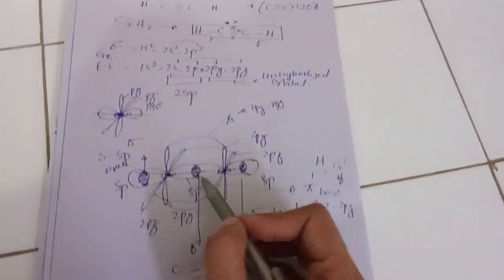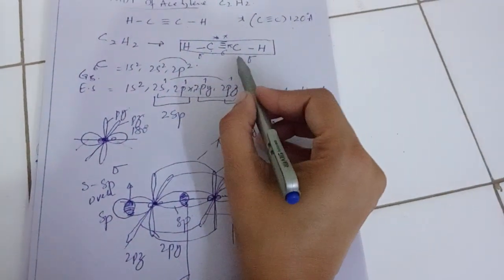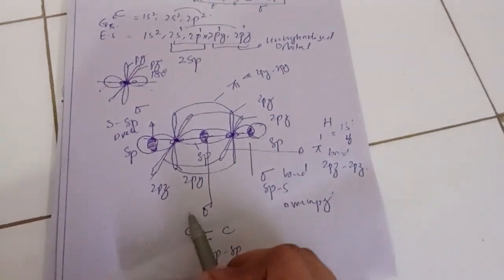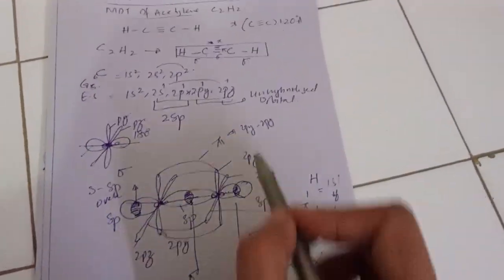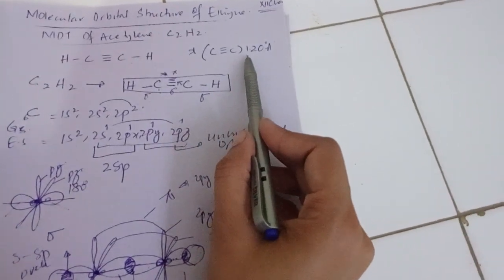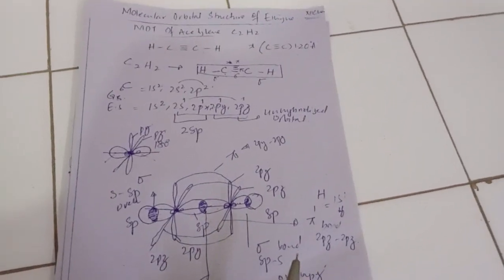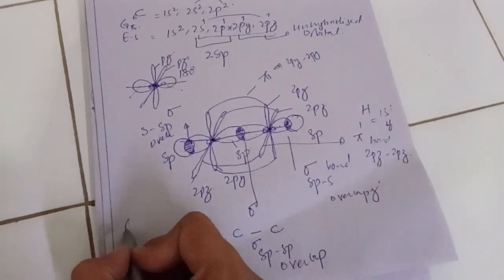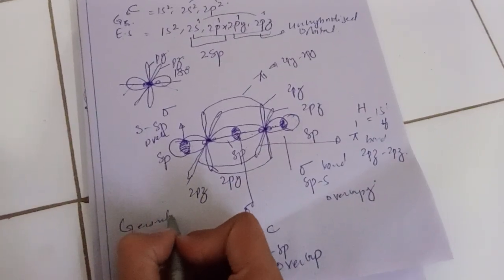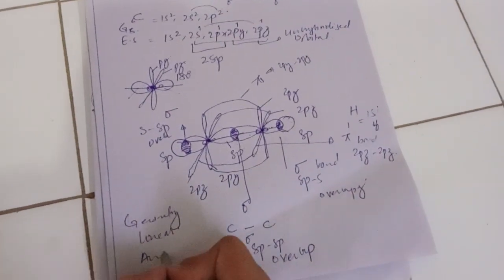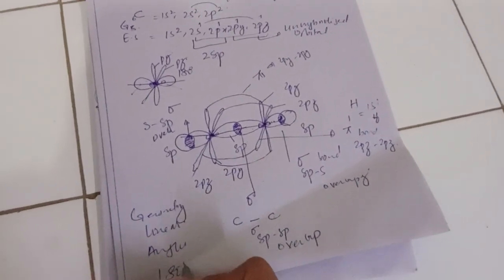So as a result we obtain a total of 3 sigma bonds in acetylene and 2 pi bonds in ethyne. And this is all about the structure. If you consider the carbon-carbon triple bond length, that is 1.20 angstrom. So this is the molecular hybrid orbital structure of acetylene, in such a way that it contains linear geometry with an angle of 180 degrees.